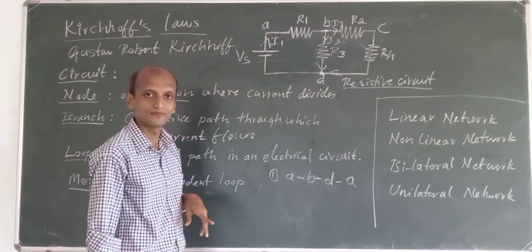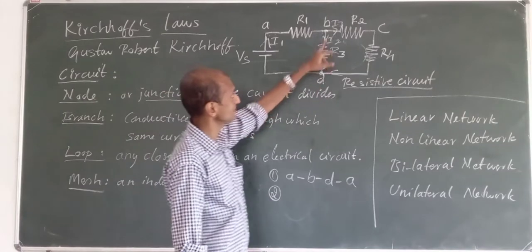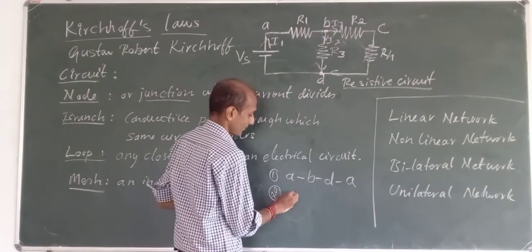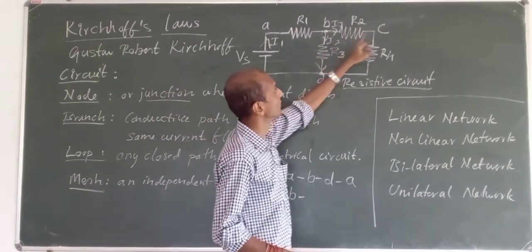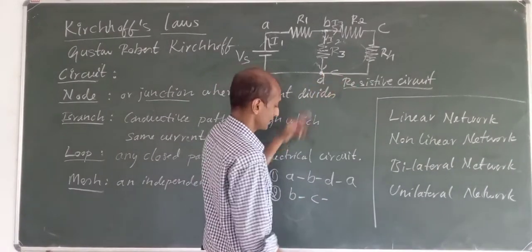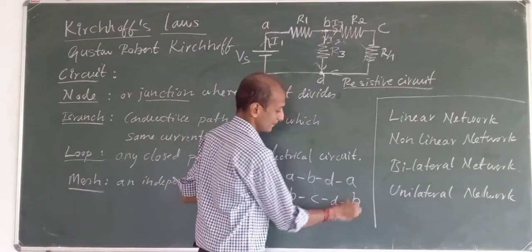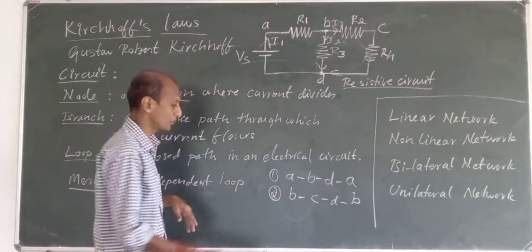This is loop 1. Fine? Yes. Now coming to the second thing, I start from B. I can go to C. Then from C I can come to D. And from D I can go back to B. And this is loop 2.